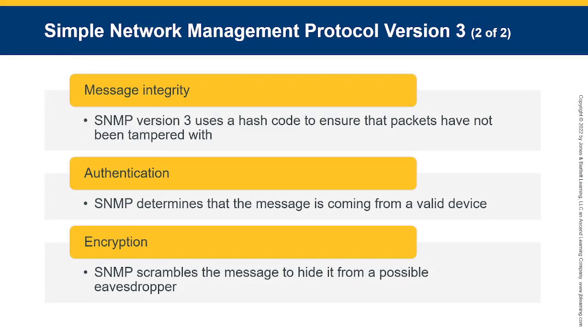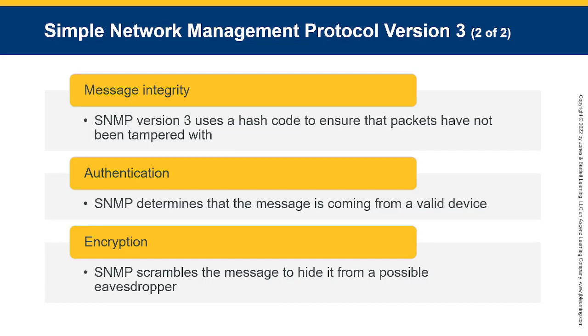So in the SNMP protocol, you have message integrity. SNMP version 3 uses a hash code to ensure packets have not been tampered with. It provides authentication: SNMP determines the message is coming from a valid device. It also provides encryption by scrambling the message to hide it from a possible eavesdropper.